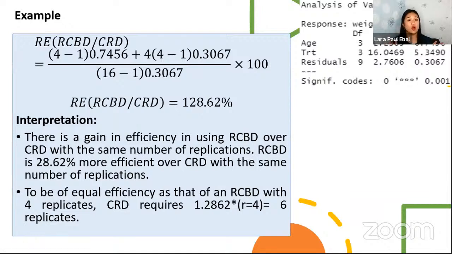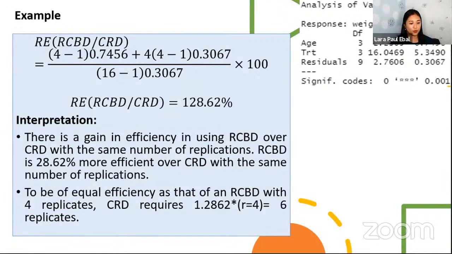So lampas siya ng 100%. Therefore, there is this gain in efficiency in using the RCBD over the CRD with the same number of replications. So RCBD is 28.62% more efficient over the CRD with the same number of replications.